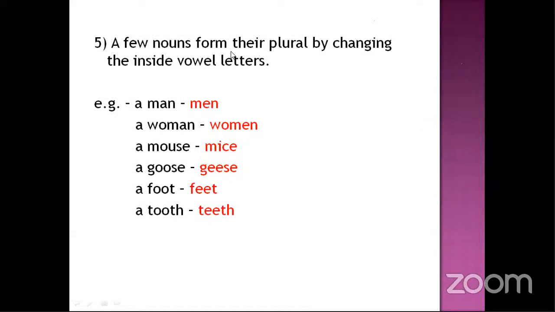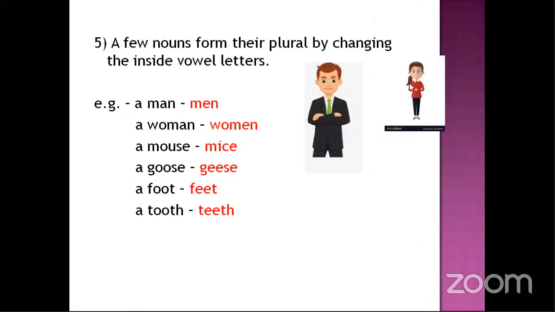Next one, number 5. A few nouns form their plural by changing the inside vowel letters. Here, a man, inside vowel letters. A man, the plural is men. Here is a man, the plural is men. A woman, this is a woman. The plural is women. More than one woman, women.